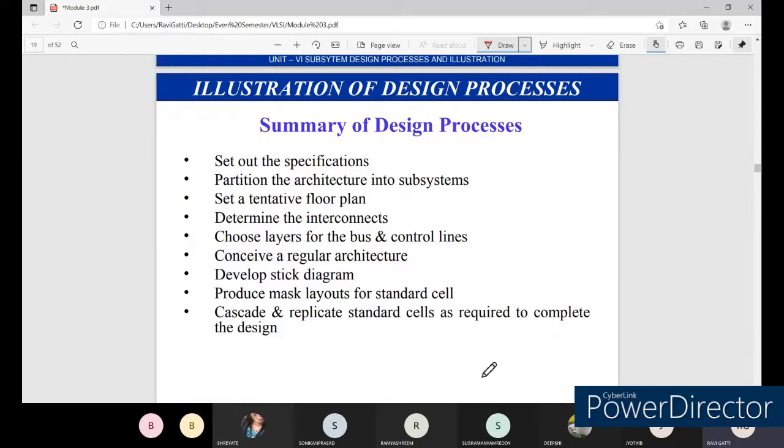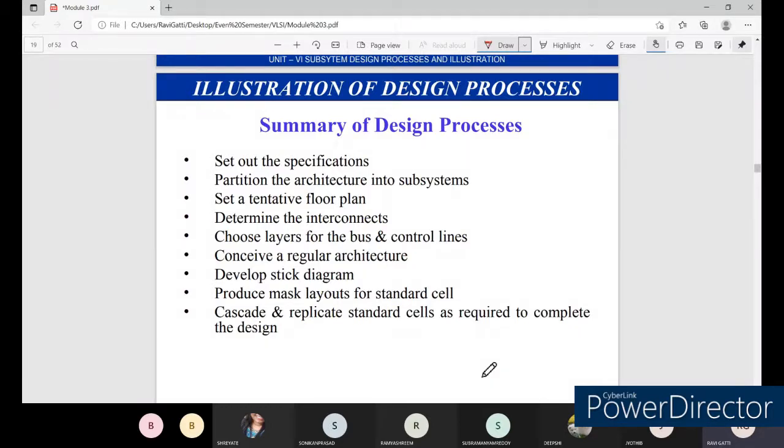The next one is the tentative floor planning. What we mean by floor planning is the placing of the components before the manufacturing of your entire circuit. How the wiring has to take place, where the power inputs have to be given, where the output lines have to be, and where exactly the transistors have to be placed in the chip. All those things you need to consider.